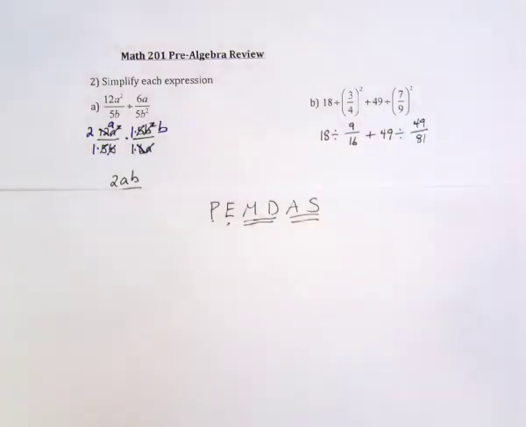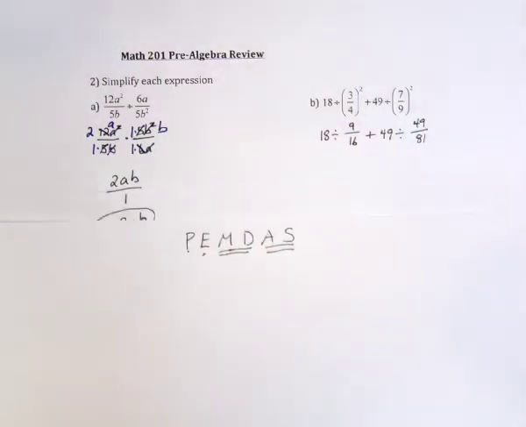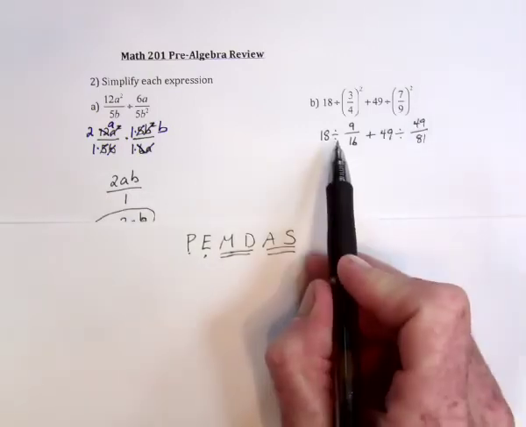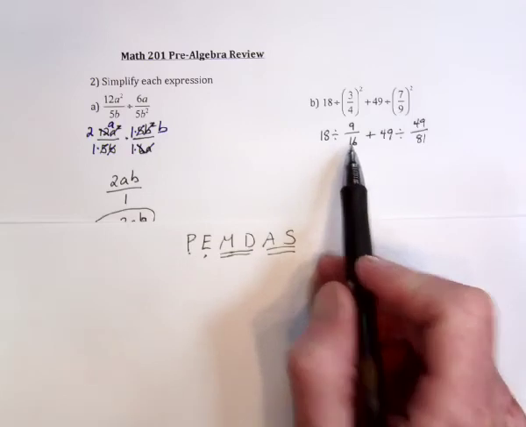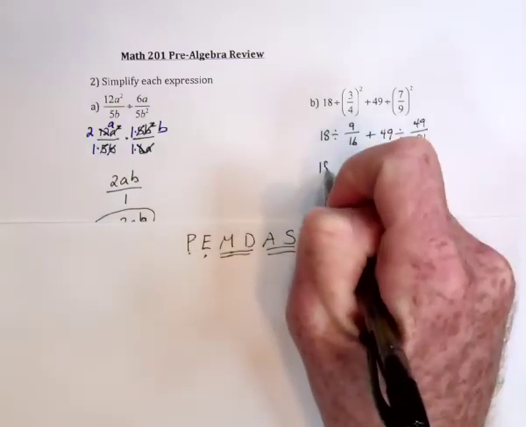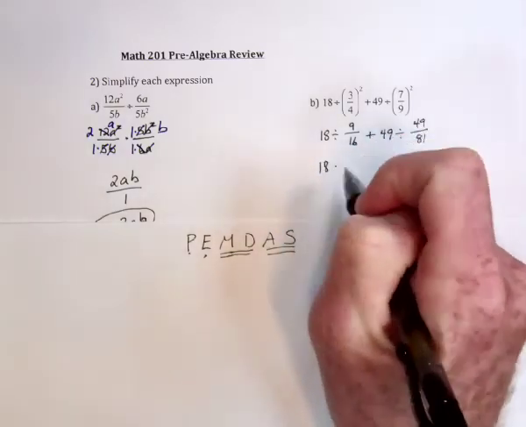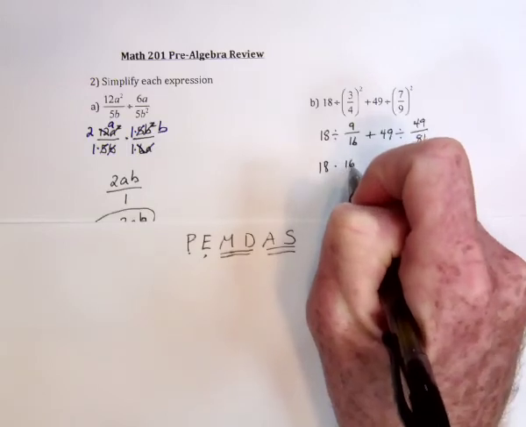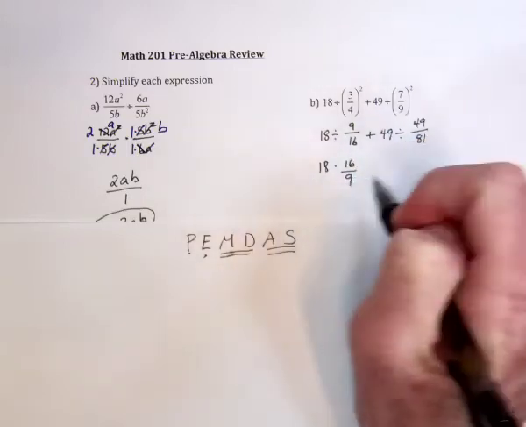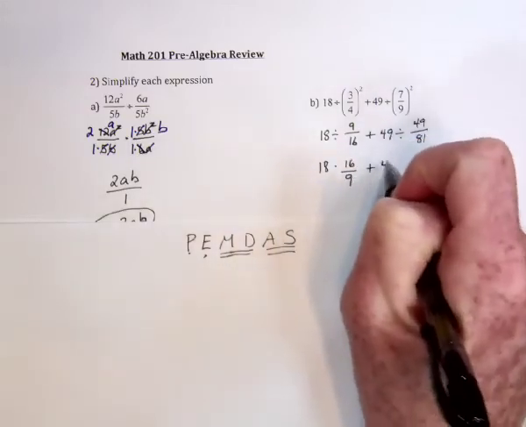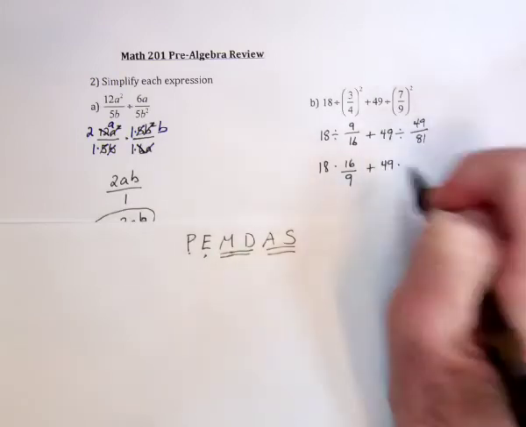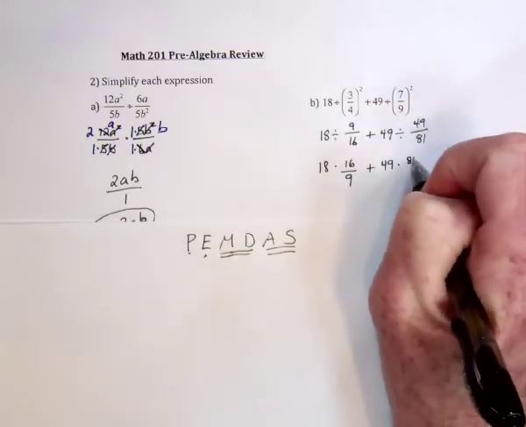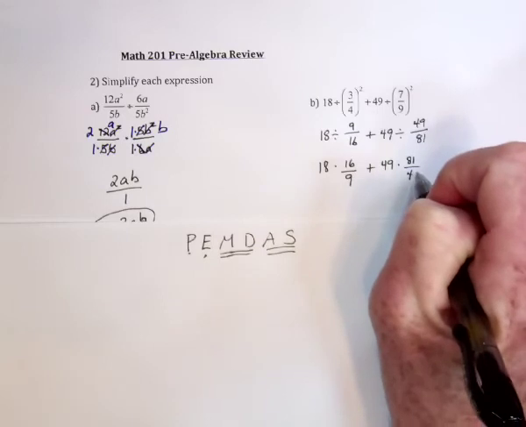All right, now dividing by a fraction means take the second one and invert it. So the 18 stays there, and then it's going to become multiplied by 16 over 9. The 49 stays there, then multiply, and it's 81 over 49.